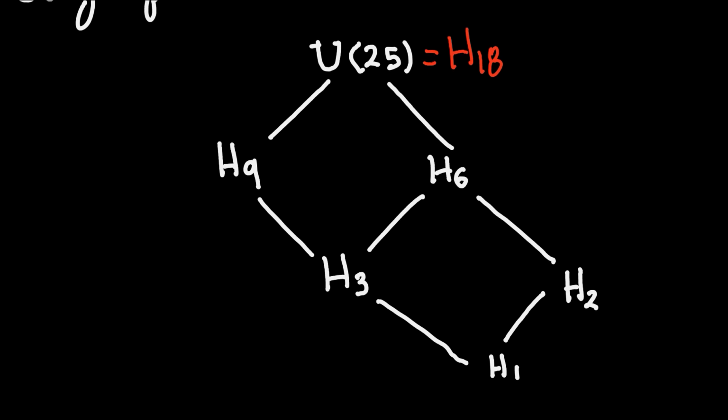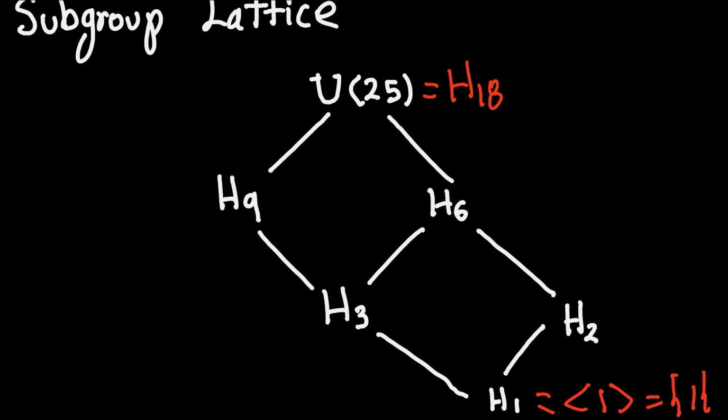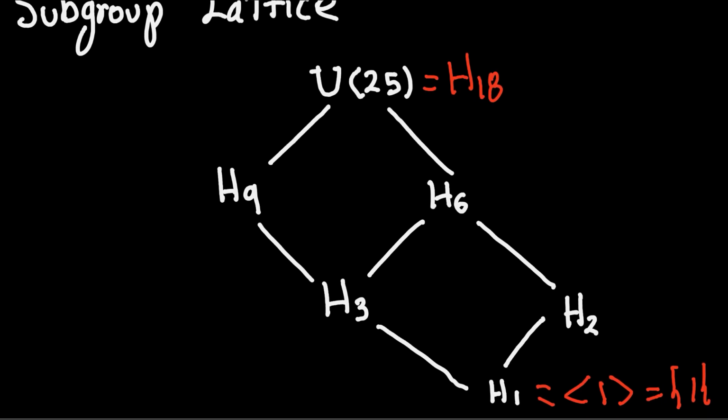And then finally, H1, which is just the trivial group generated by 1. In this case, that's the identity. It has only one element. So that is the subgroup lattice of the subgroups of this group U25.